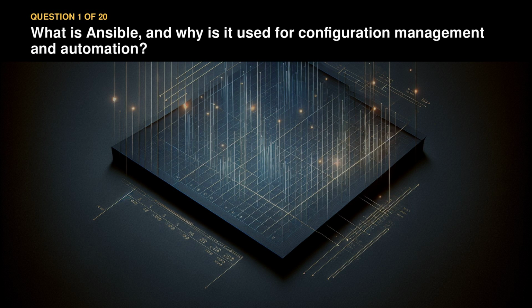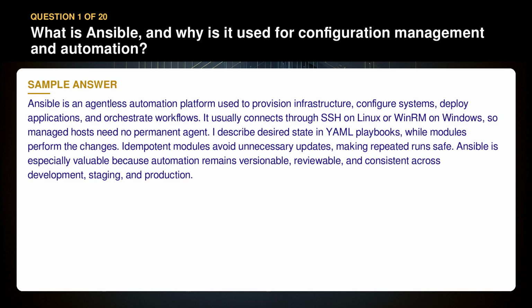Question 1. What is Ansible, and why is it used for configuration management and automation? Ansible is an agentless automation platform used to provision infrastructure, configure systems, deploy applications, and orchestrate workflows. It usually connects through SSH on Linux or WinRM on Windows, so managed hosts need no permanent agent.